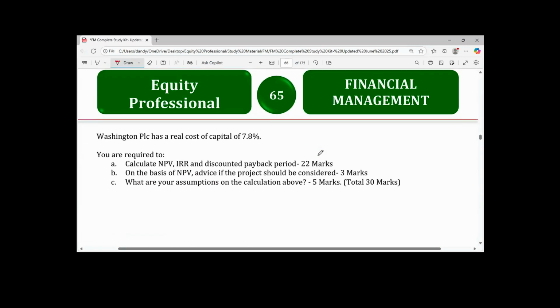Washington PLC has a real cost of capital of 7.8%. You are required to calculate NPV, IRR, and discounted payback period. On the basis of NPV, advise if the project should be considered. What are your assumptions on the calculation above? This question is too long. Thank you very much, Chidima.